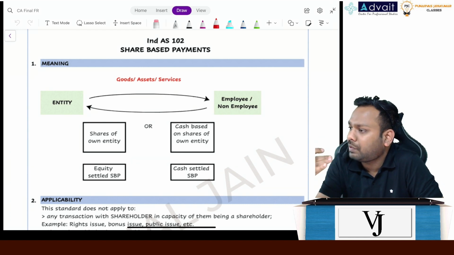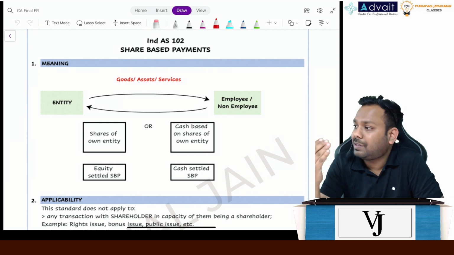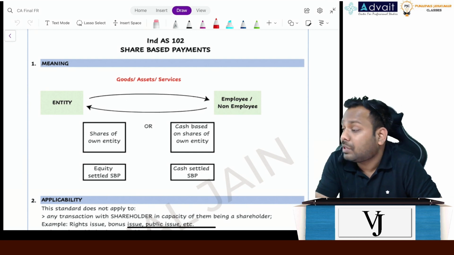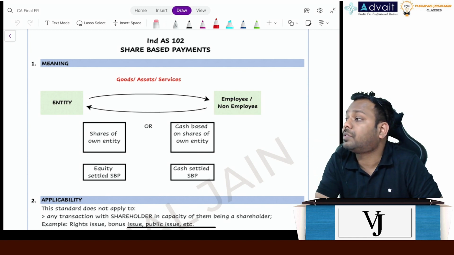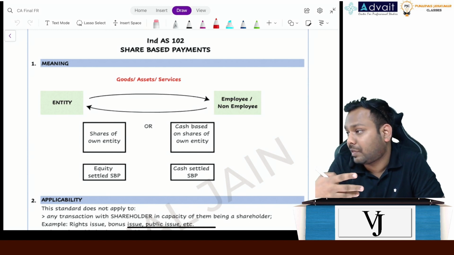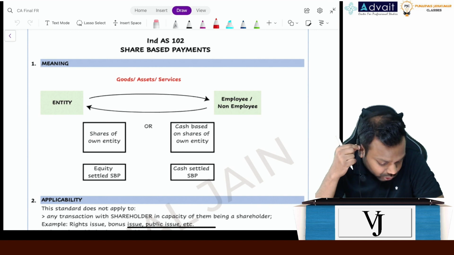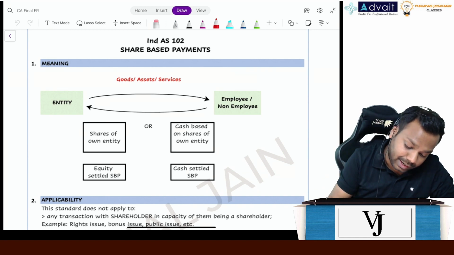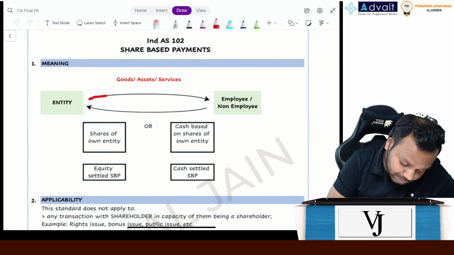We are not receiving cash, but rather we are receiving goods, or some assets, or some services. So the meaning of share-based payments is that the entity delivers the goods. Sorry, there is a mistake here.